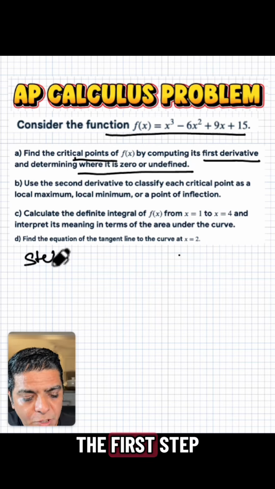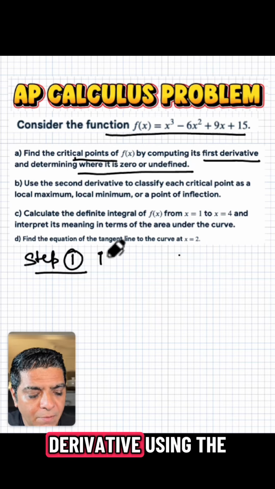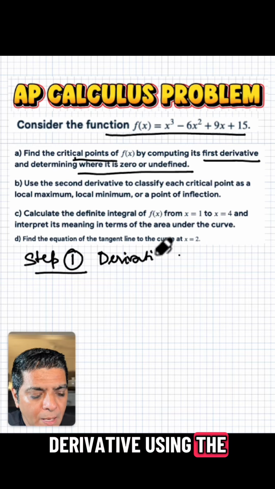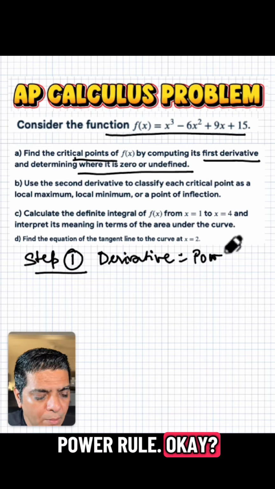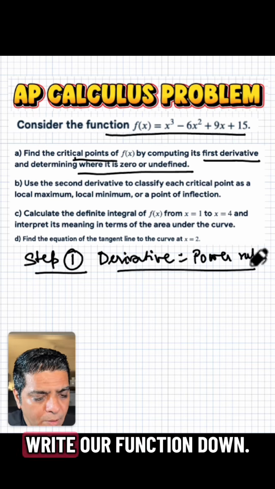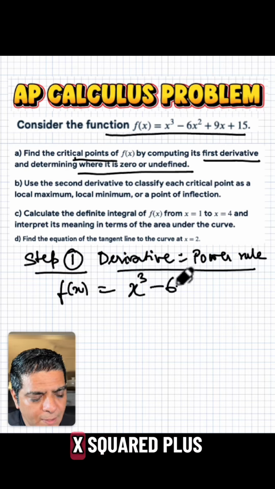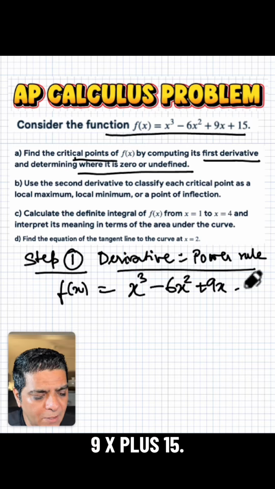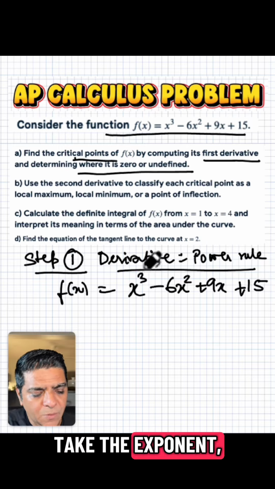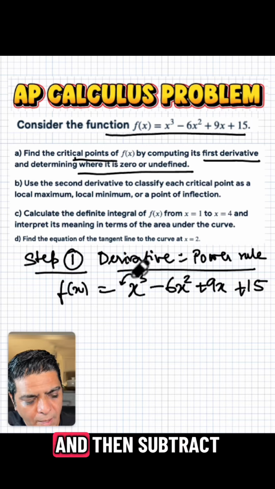Okay, so the first step that we're going to do is find the derivative using the power rule. Okay, so let's go ahead and write our function down. Our function is x cubed minus 6x squared plus 9x plus 15. So the power rule is we take the exponent, we bring it to the front, and then subtract 1.